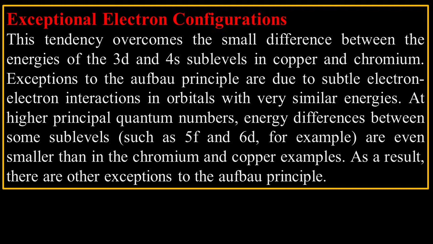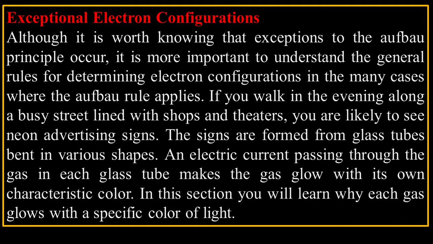And we'll also see that there are many more subtle variations in energy based on the ionization energies. When we look at the ionization energy of the d sublevels and the f sublevels, we will see that those variations in ionization energy are very, very small. So what they said in that slide comes to life when we talk about ionization energies. Although it is worth knowing that exceptions to the Aufbau principle occur, it is more important to understand the general rules for determining electron configurations in the many cases where the Aufbau rule applies.